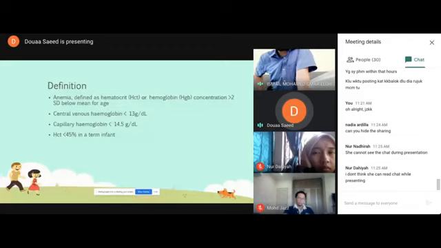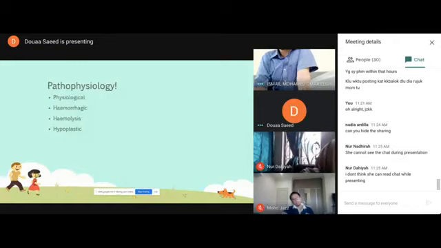Okay, carry on. So for the pathophysiology, we will be talking about 4 types: physiological anemia, hemorrhagic anemia, hemolytic anemia, and hypoplastic anemia. Starting with physiological. This is normal. It is the most common cause of anemia in young infants. It usually occurs at about 6 to 9 weeks of age, which is what we showed in the table earlier. This is usually caused by a decrease in erythropoiesis after birth.